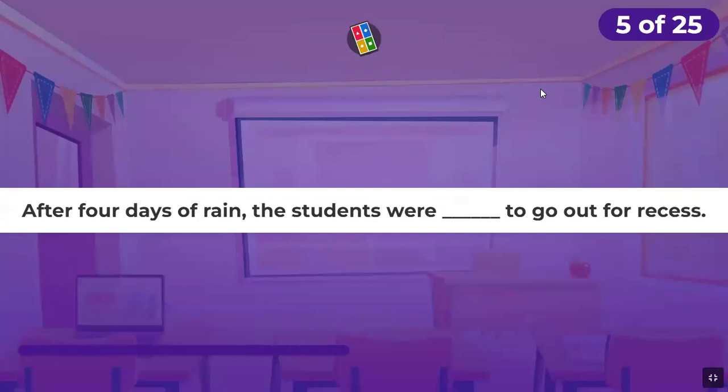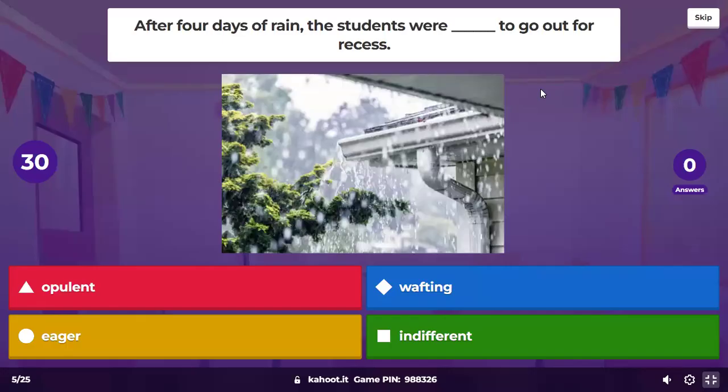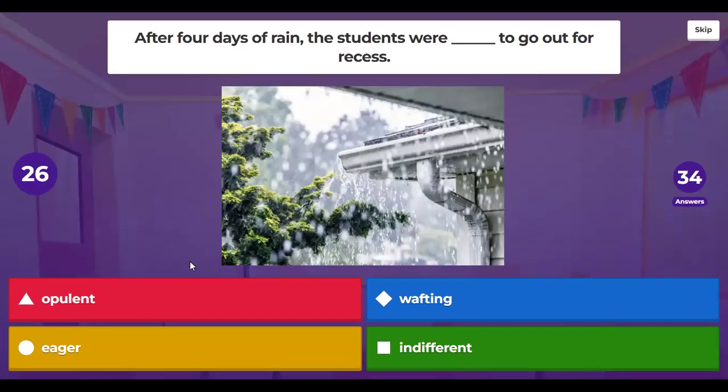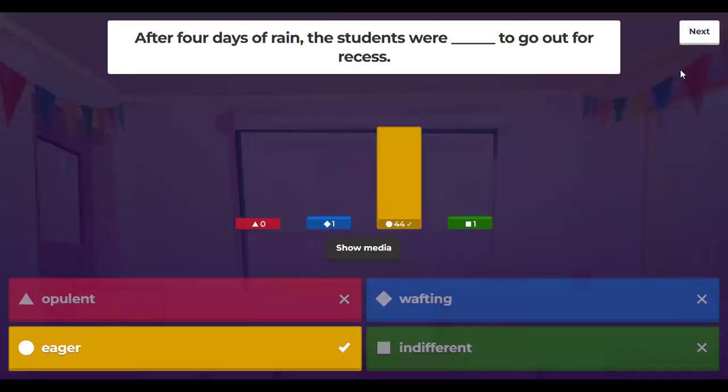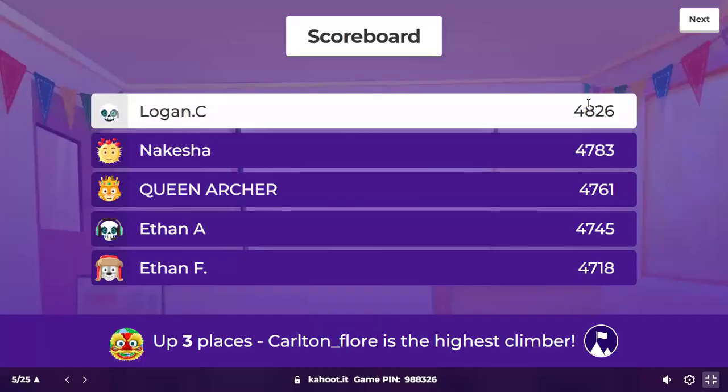After 4 days of rain, the students were blank to go out for recess. This one is easy. They were what? Very good. Eager. They were eager. All right. No one changed.